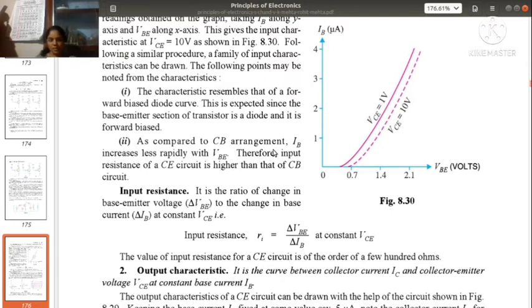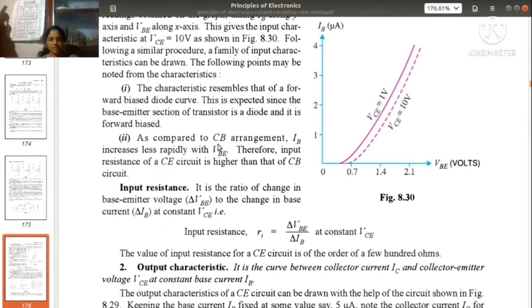As compared to the common base arrangement, IB increases less rapidly with VBE. Therefore, the input resistance of the CE circuit is higher than that of the common base circuit. We haven't seen the common base arrangement, so we cannot go into detail on that point. Just understand that compared to the common base configuration, the input resistance of the common emitter circuit is higher.